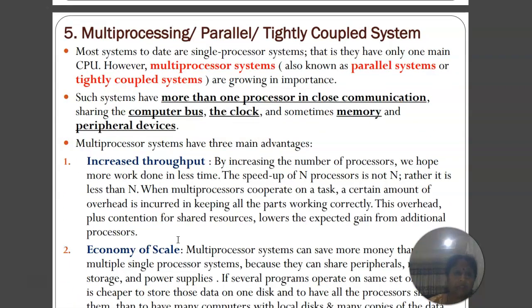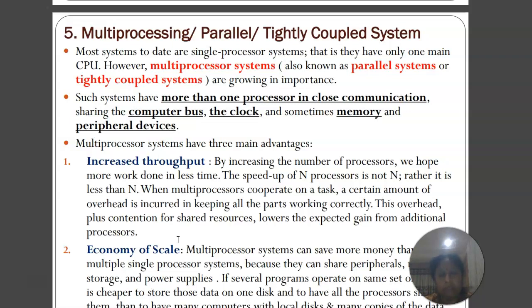Next one is the multiprocessing, parallel and tightly coupled system. Most systems to date are single processor systems, that is, they have only one main CPU, whereas multiprocessor systems, also known as parallel systems or tightly coupled systems, are growing in importance. Such systems have more than one processor in close communication, sharing the computer bus, the clock, and sometimes memory also.